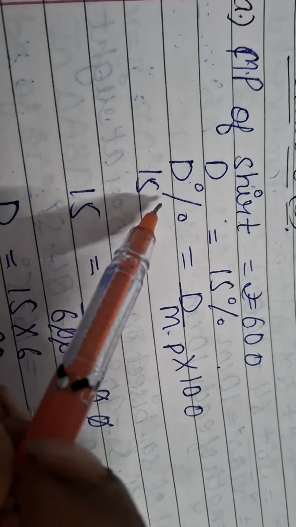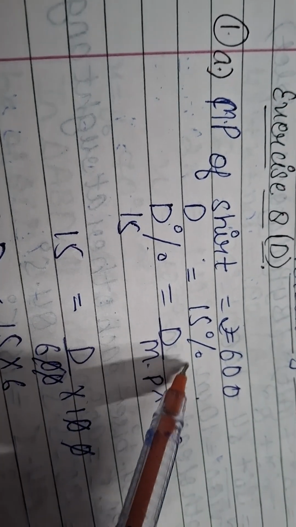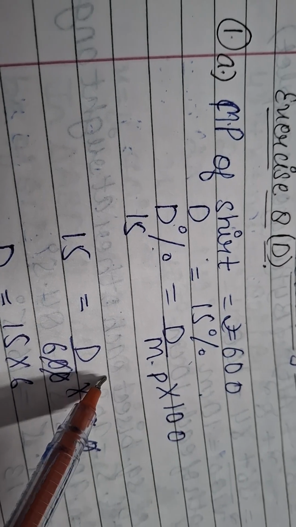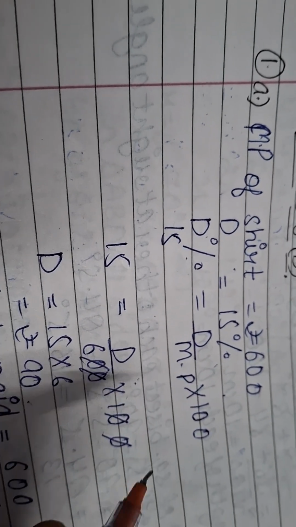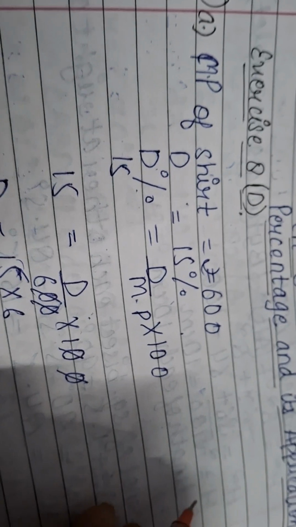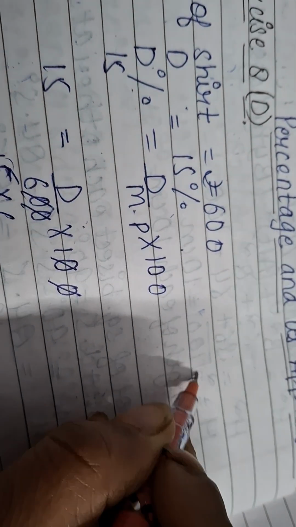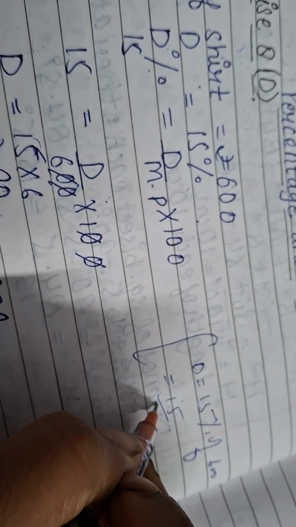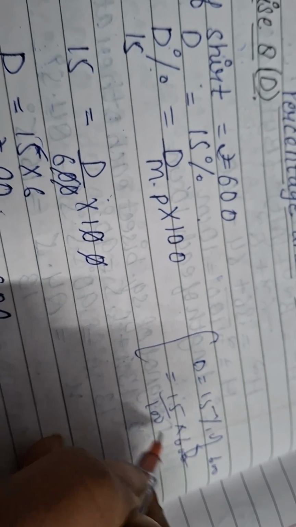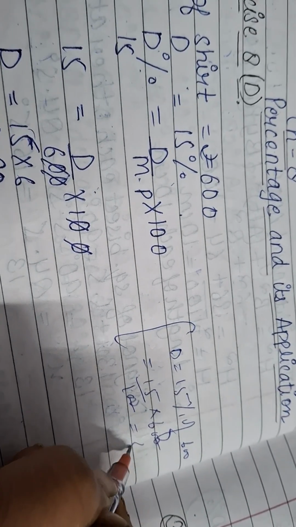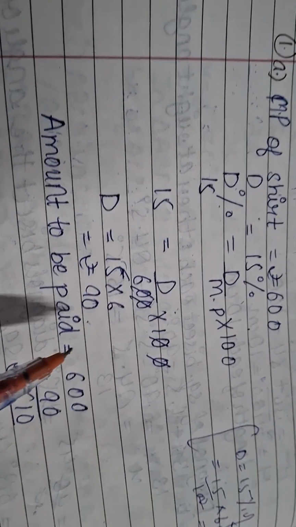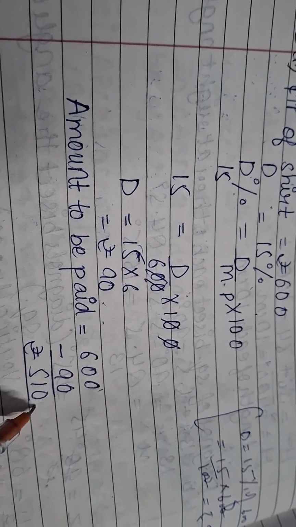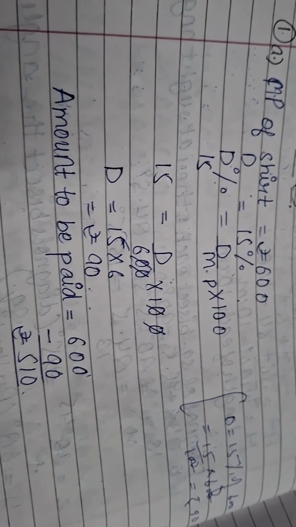Either you can use the formula, discount percent is equal to discount upon mark price into 100. By this you can calculate the discount, it is rupees 90. Or you can calculate in this manner also: discount is equal to 15% of 600, that is 15 upon 100 into 600, rupees 90. You can calculate by this also. So amount to be paid is 600 minus 90, rupees 510.